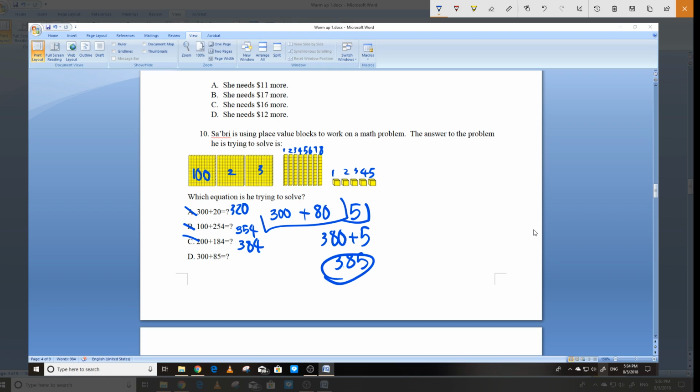Now, if I was doing this on a test, I would circle D and move on. And when I have time to come back and check my work, I would work D out. I would literally line 300 up with 85, and I would add. 0 plus 5 is 5, 0 plus 8 is 8, bring the 3 down. 385 is the same as what we are looking for from the place value blocks. Therefore, D is indeed the correct answer.